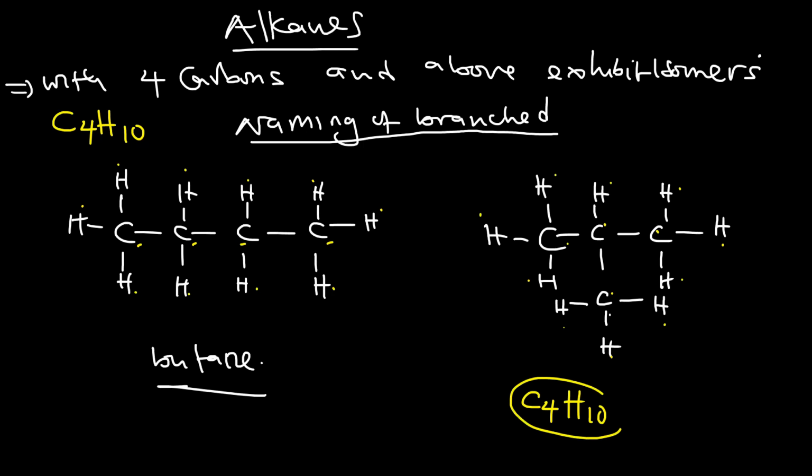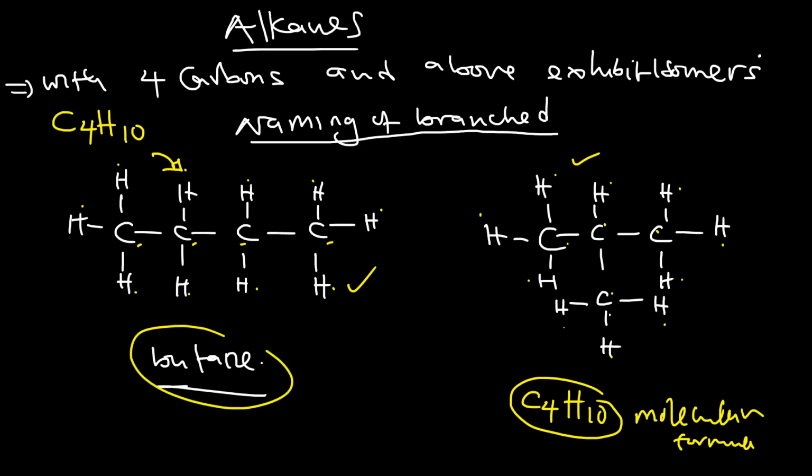So the number of carbons is 4 and the number of hydrogens is also 10. This is the molecular formula for this, and this is the molecular formula for this. If you look at them, they all have C4H10. But in terms of structure, they differ. And therefore these are what we call isomers. So butane has 2 isomers, this and this. Now, this one we know already is butane, but that is not the case for the second one.